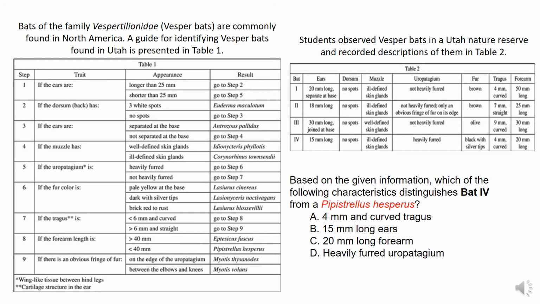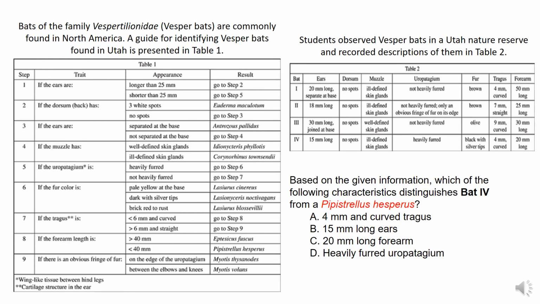So if we look at the question, it says, based on the given information, which of the following characteristics distinguishes bat 4 from Pipistrellus hesperus? That name is a scientific name. And how we got this name, these are the names of bats, is from binomial nomenclature. This is how scientists are able to identify and categorize animals without having a big mix-up, because everybody can say that's a bat, but really what type of bat it is. This right here gives us its own individuality.